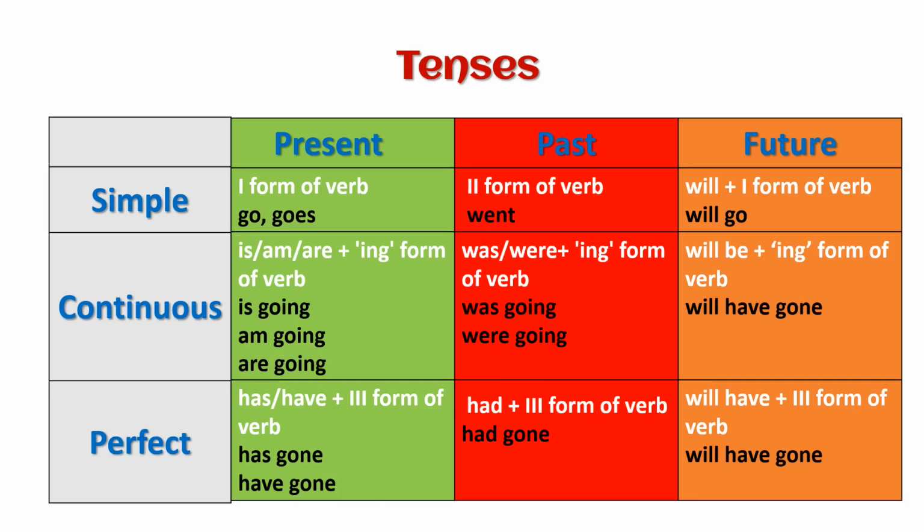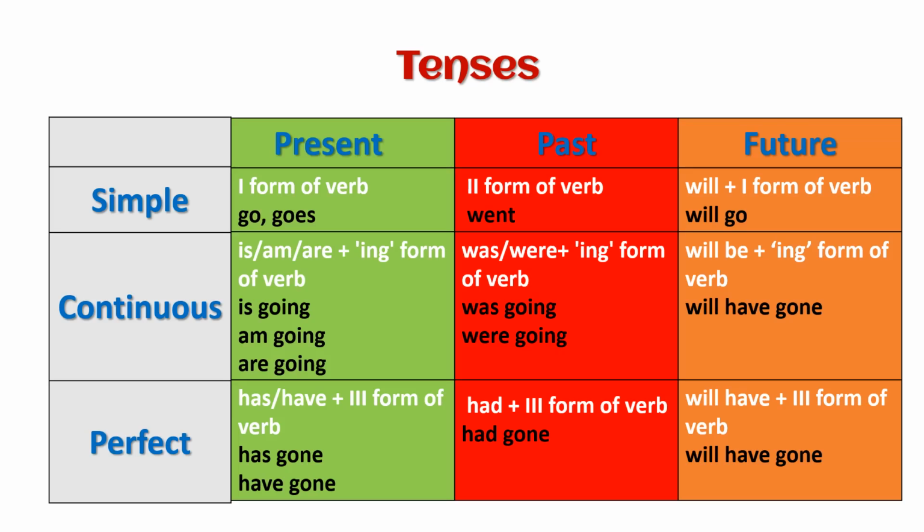First one, for the simple present tense, the rule is first form of the verb. And how do we use it? Go or goes. Simple past tense, what is the rule? Second form of verb. So go becomes went. In simple future tense, we use will plus first form of the verb. So go becomes will go.